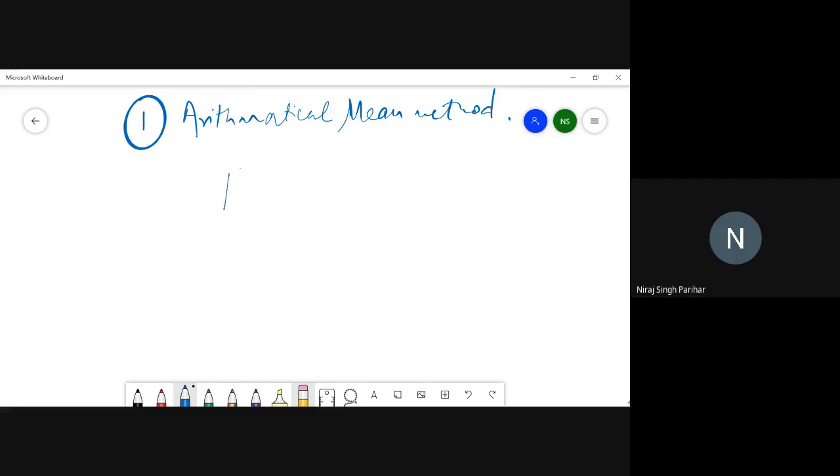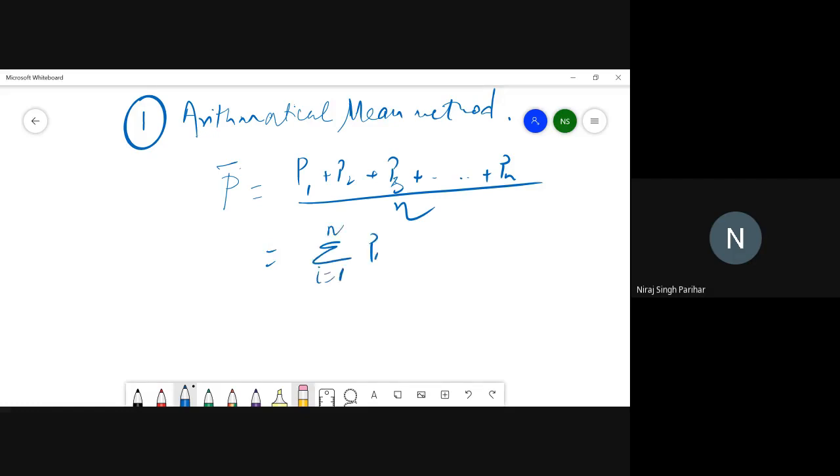How is it given? It is given by P bar equals P1 plus P2 plus P3 plus up to Pn divided by n. All right. Simple. In summation form, you can write (1/n) times the sum of Pi from i equals 1 to n, where P1, P2, P3 will be the precipitation values at various stations.